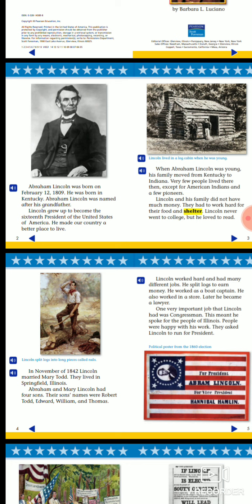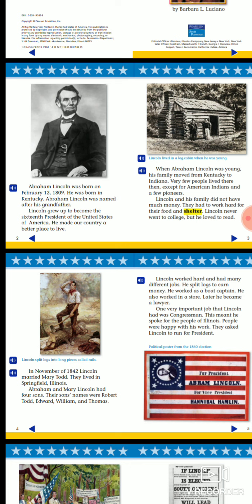In November of 1842, Lincoln married Mary Todd. They lived in Springfield, Illinois. Abraham and Mary Lincoln had 4 sons. Their sons' names were Robert Todd, Edward, William, and Thomas.